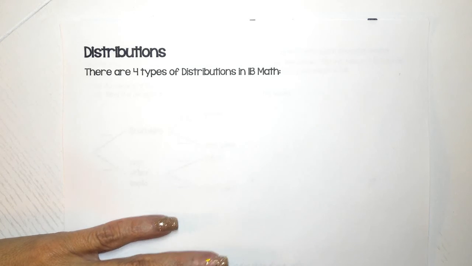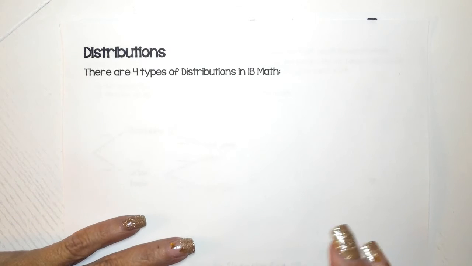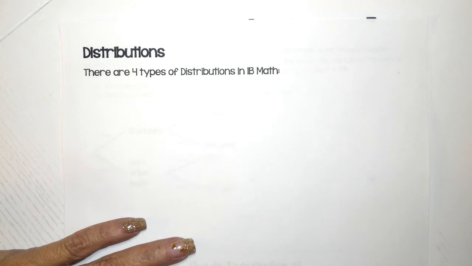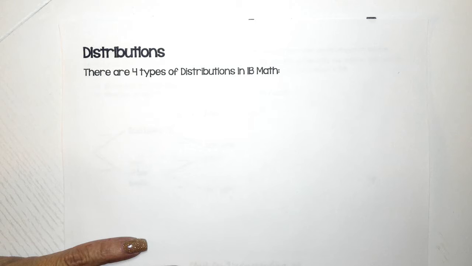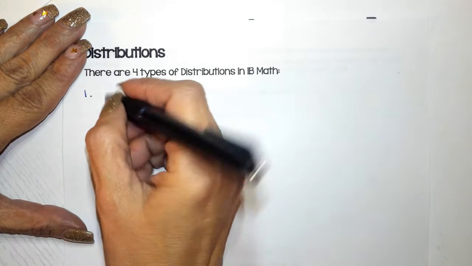Okay, guys, so probability, hopefully you're already enjoying it and thinking, oh my gosh, this actually makes sense. So now we're going to talk about the types of distributions. There are 4 types of distributions in IB Math. We are only going to do 3. I know you're happy now.